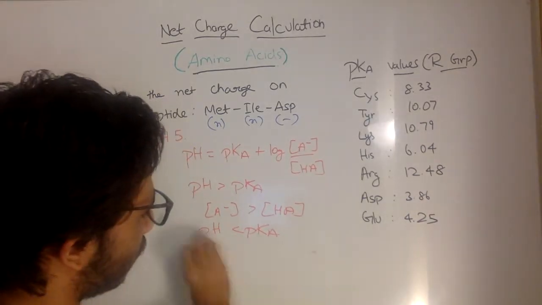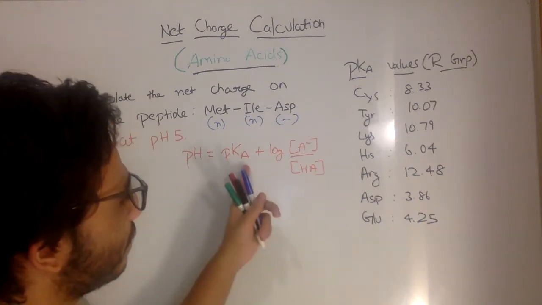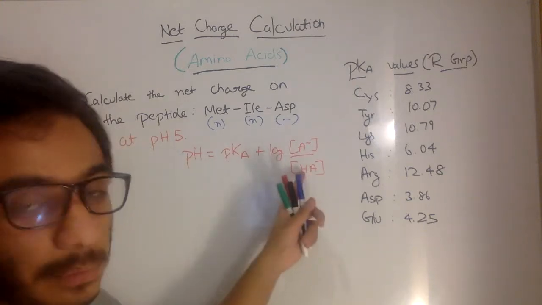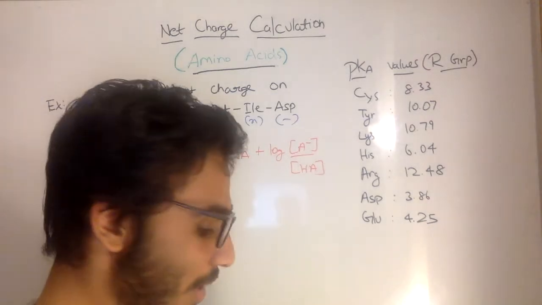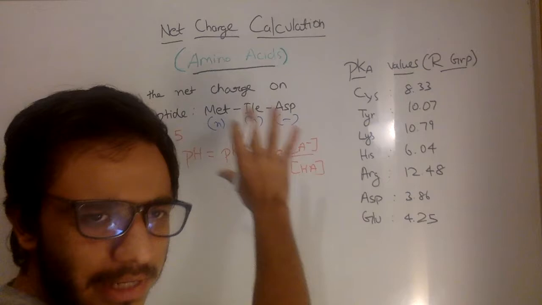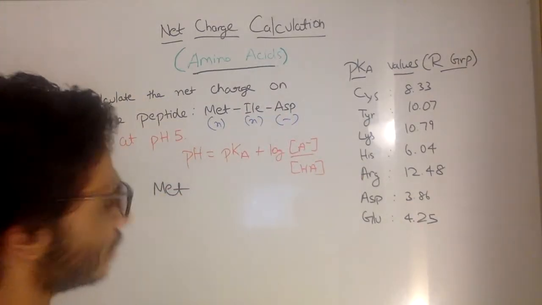So once we know this relationship, that if pH is higher than pKa we will have the deprotonated form, and if pKa is higher we will have the protonated form, everything becomes really easy. Let me show you how. Let's consider one amino acid first. Let's say we want to consider methionine.